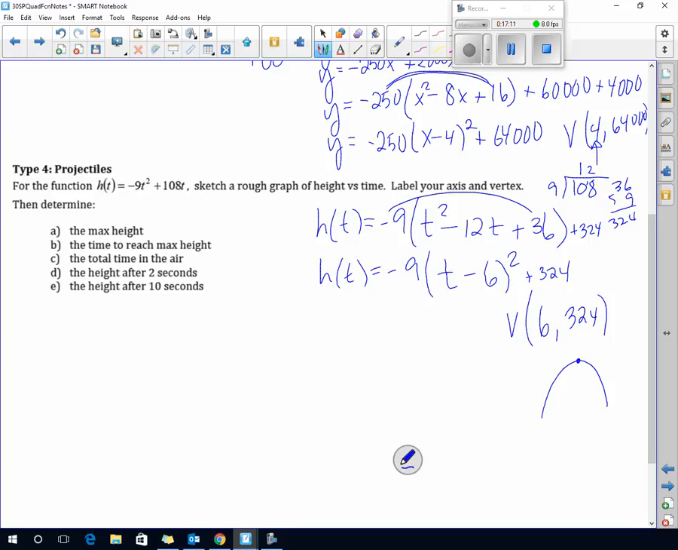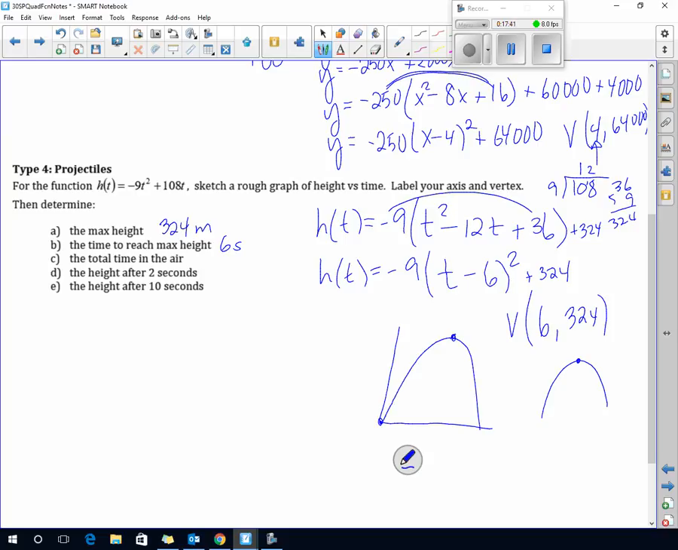How long did it take to reach the max height? 6 seconds. Oh, here's a good one. Now, it would be 12, but that's because it started at 0, 0, and your maximum is like that. So if it takes 6 seconds to get halfway, then it's going to take another 6 seconds to get to the end, to the ground again.